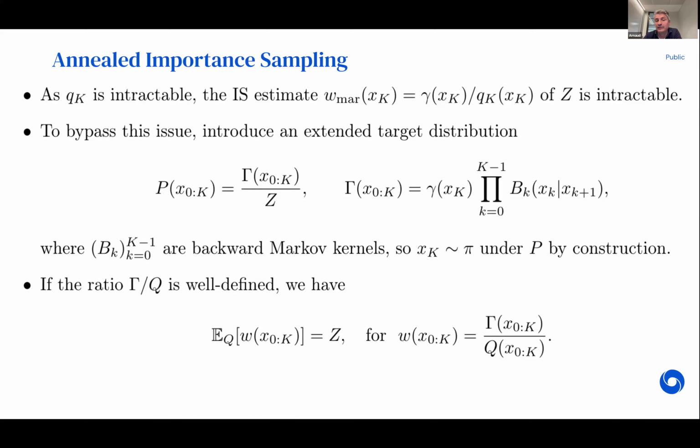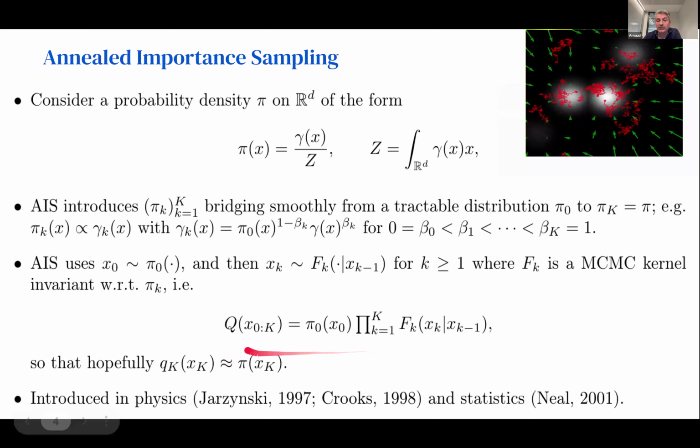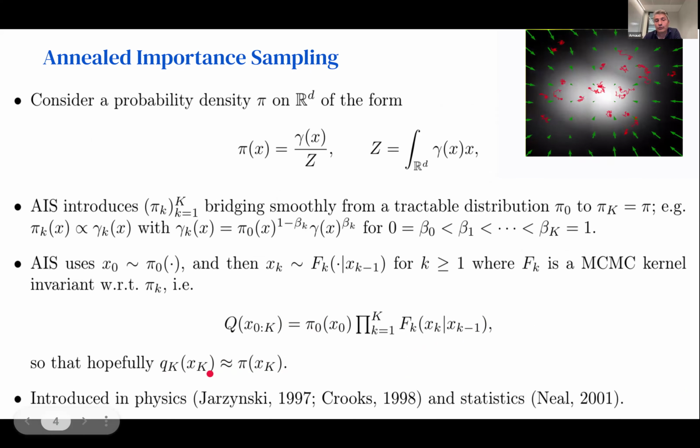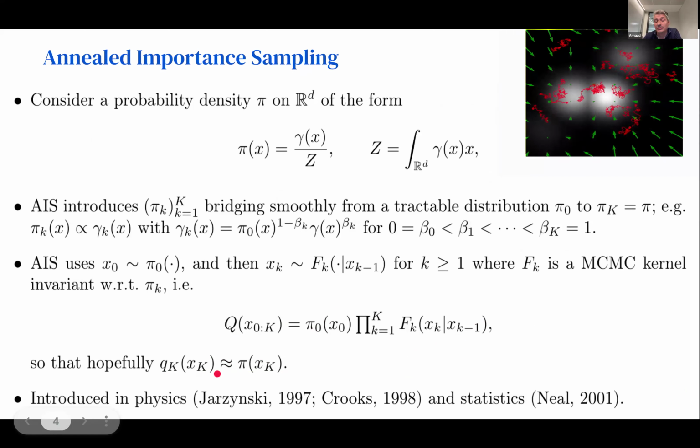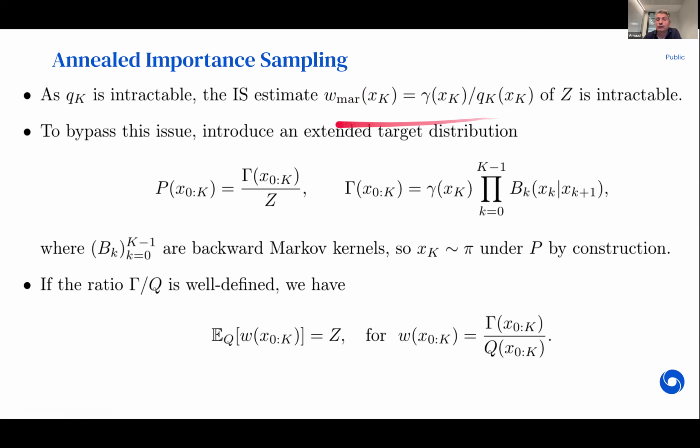But unfortunately, this importance sampling estimate cannot be computed, because I would like to remind you that qk is the marginal distribution of xk under this complicated dynamics. Obviously, qk doesn't admit a closed-form expression. So although we have samples which are roughly distributed according to pi, if our proposal is good enough, we cannot use this importance sampling estimate to obtain an unbiased estimate of the normalizing constant.